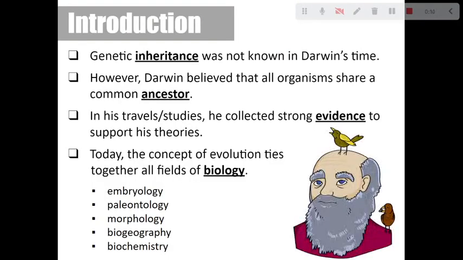Now, genetic inheritance was not known in Darwin's time. However, Darwin believed that all organisms share a common ancestor. So, in his travels and studies, he collected strong evidence to support his theories. Today, the concept of evolution ties together all fields of biology, with embryology, paleontology, morphology, biogeography, and biochemistry.